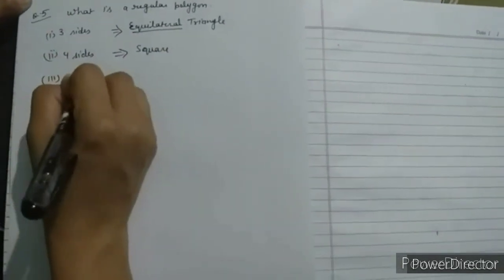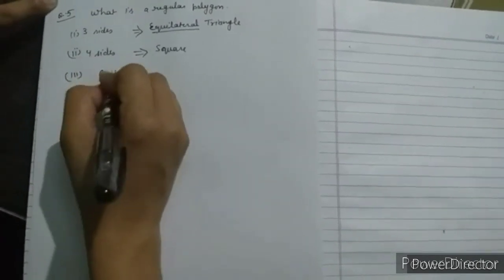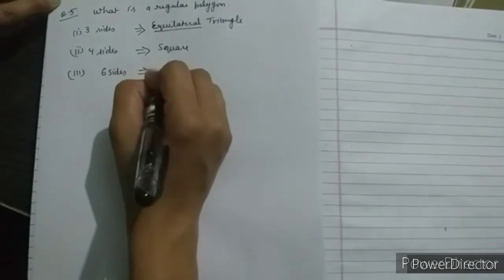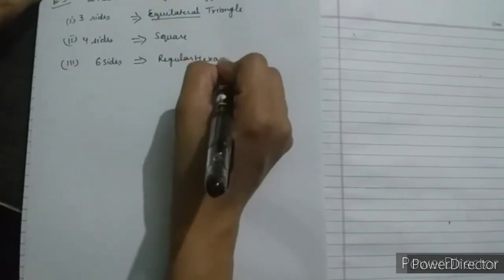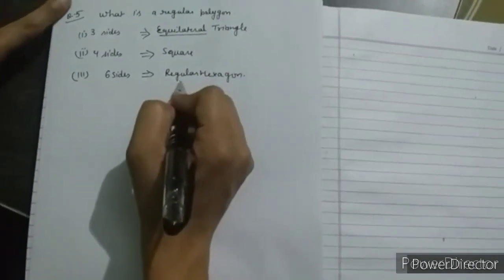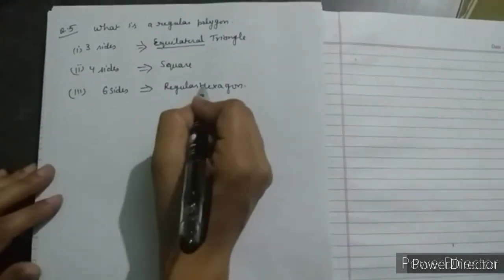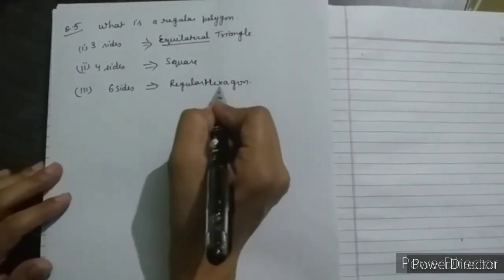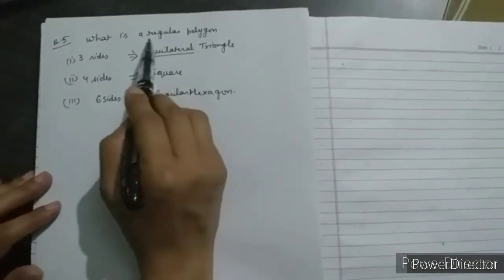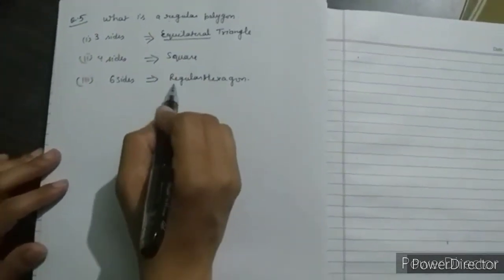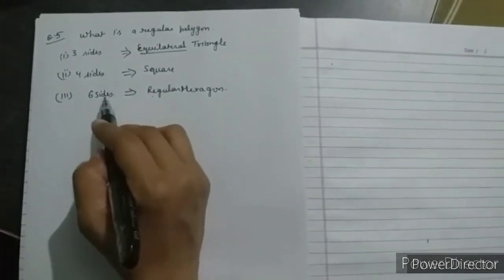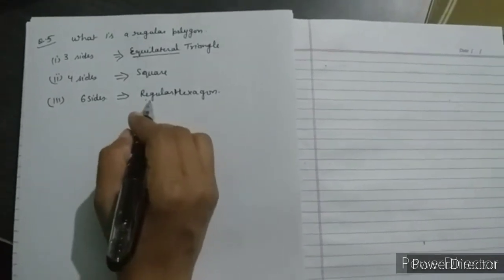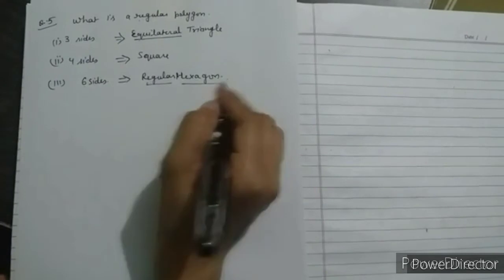And third one is 6 sides, and for 6 side regular polygon we write it regular hexagon. Here it is important to write regular because there is no specific type of hexagon, and since we are taking regular polygon, we have to write a polygon whose 6 sides are equal and it is equiangular also, so we have to write it regular hexagon. Now question number 5 is also done.